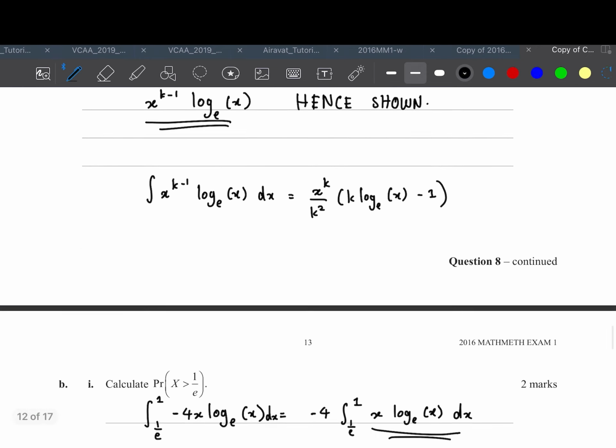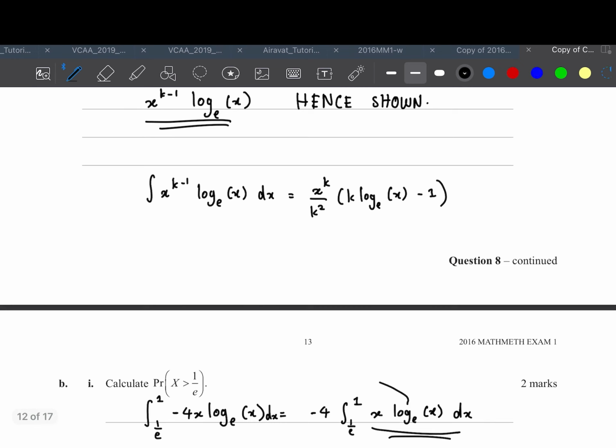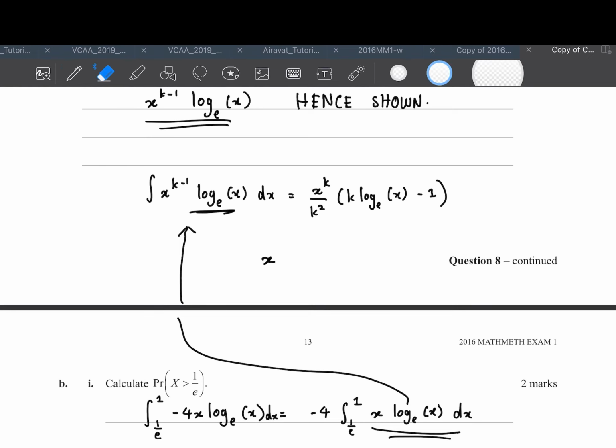Now if you were to see this, doesn't this and this look kind of similar, except we have to find the suitable value of k so that we can make both of these functions equal to each other. So what would be the suitable k value? Correct, it's going to be k equals 2. If I were to substitute k equals 2 in here, we'll get 2 minus 1, so that would just become x times log base e of x, which is what we have to integrate.